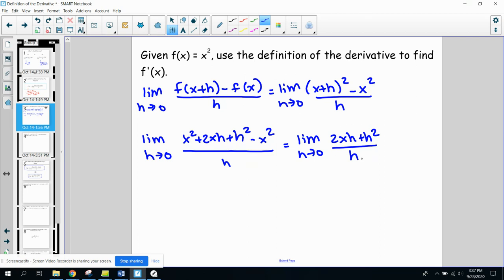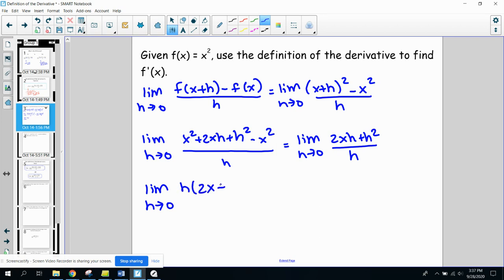Okay, and then from here, if we try to do our normal limit routine where we plug in 0 for the h, we're going to get 0 in the bottom. So we want to keep going and we want to keep using algebra until we can cancel things out. So if we look at the numerator, there's an h in common, so I can factor out that h.